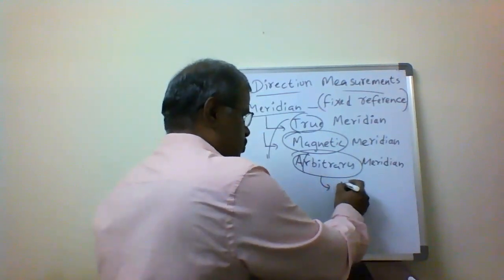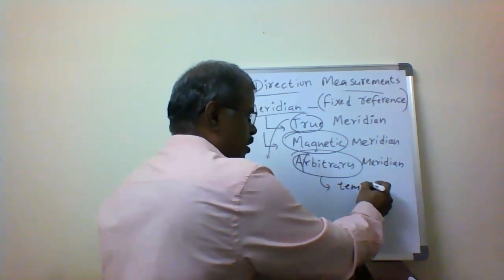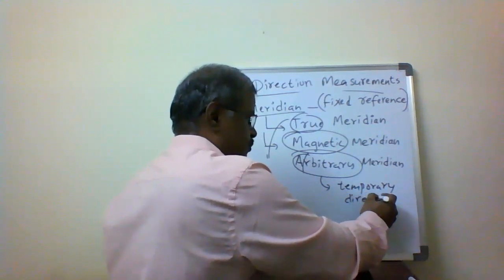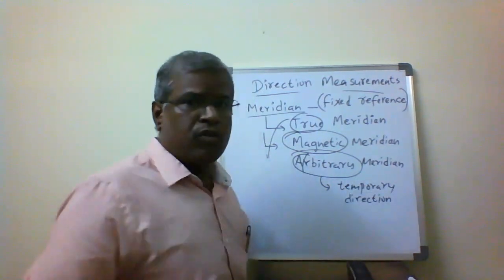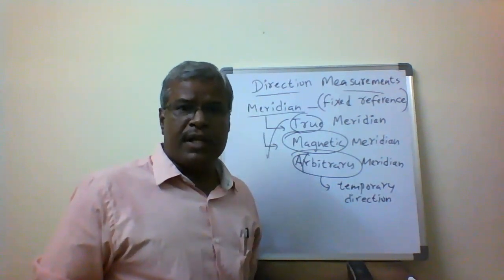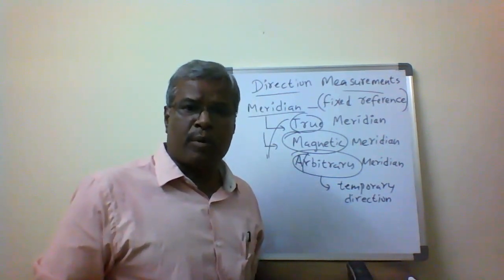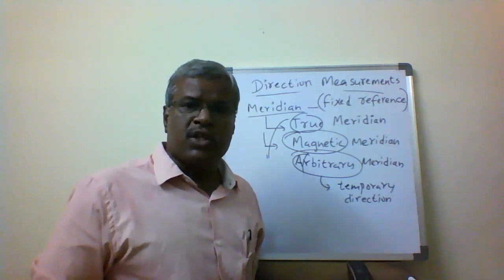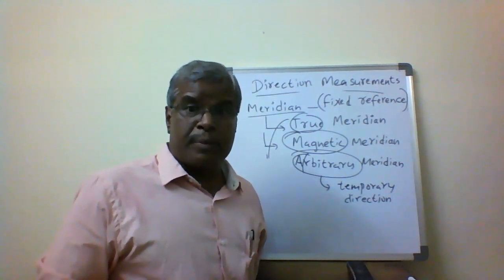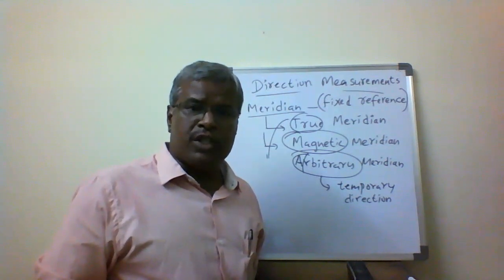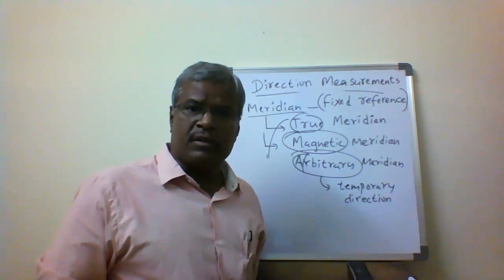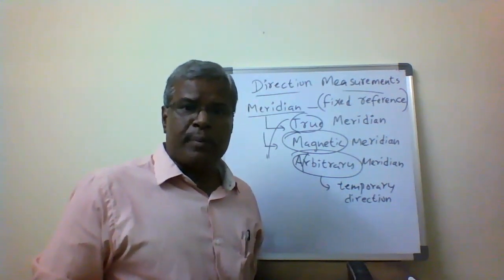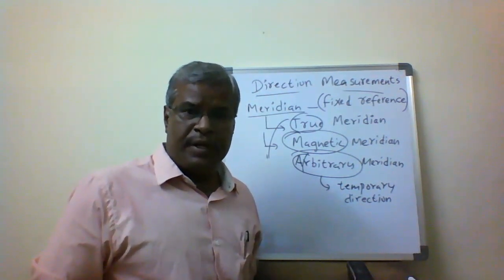Any temporary reference point, any temporary reference direction. For the time being, any direction that I consider as a reference direction for temporary purposes, that meridian is called the arbitrary meridian. With reference to the temporary direction or temporary reference line, the bearing I measure is called the arbitrary bearing.